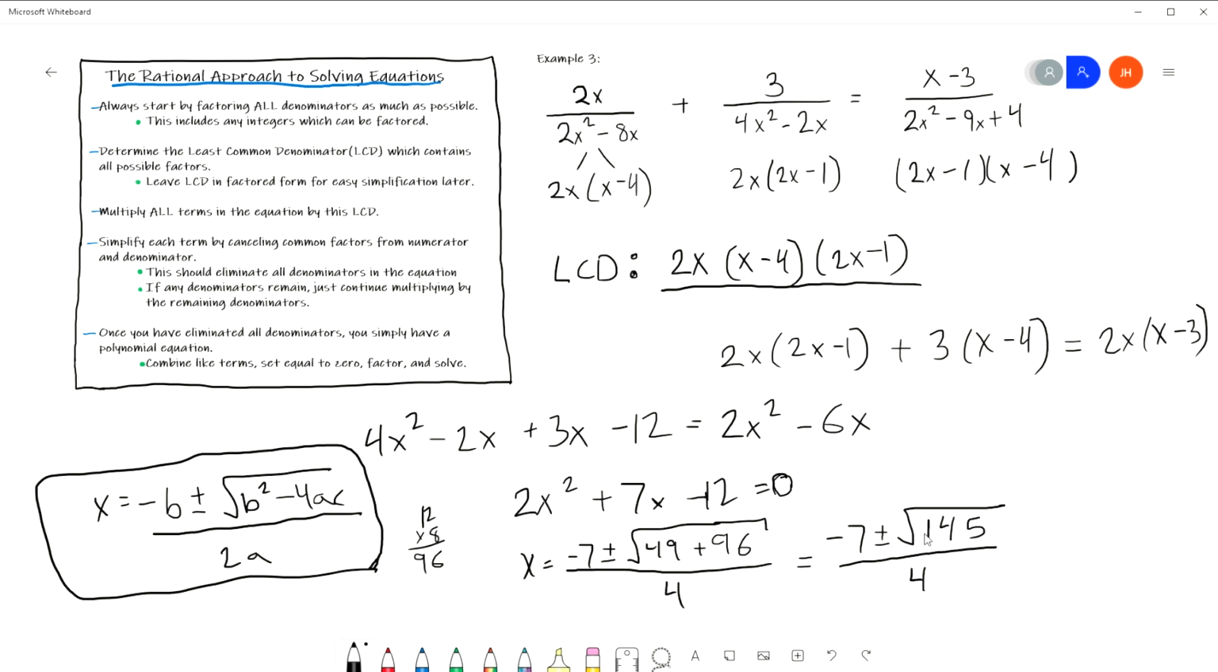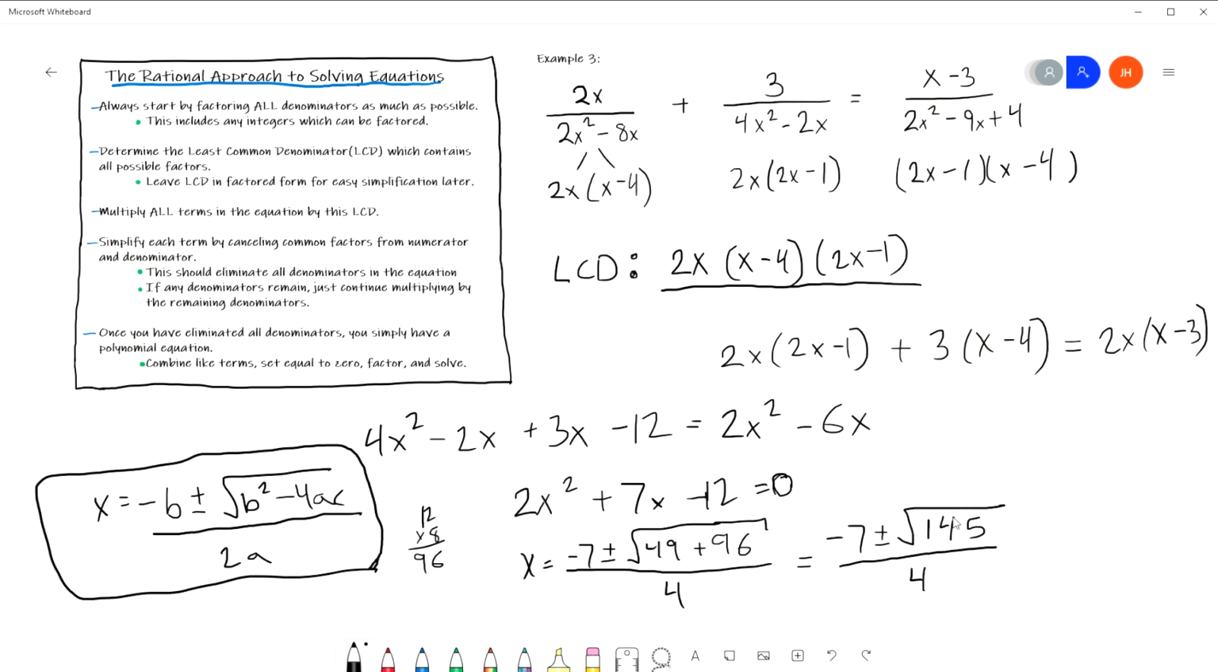Did I do that correct? 4ac. 8 times 12 is 96, yeah. All right, so this isn't a perfect square. So this is actually going to be our solution. Negative 7 plus or minus the square root of 145 over 4.